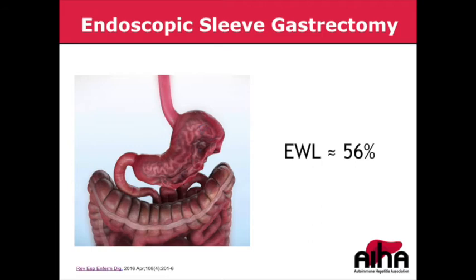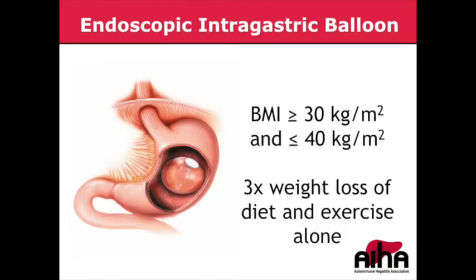The endoscopic sleeve gastrectomy is a newer technique, and it utilizes endoscopy. I think many of you have probably had endoscopy. A long scope with a light and a camera at the end of it goes through the mouth into the stomach, and using a device that fits over the scope, they can stitch the inside of the stomach. So it achieves something similar to the sleeve gastrectomy, but without the surgery. The endoscopic intragastric balloon has been used around the world for 20 years, but was recently approved in the United States in 2015. Pretty decent weight loss with this. It is indicated for people with a BMI over 30 and less than 40.